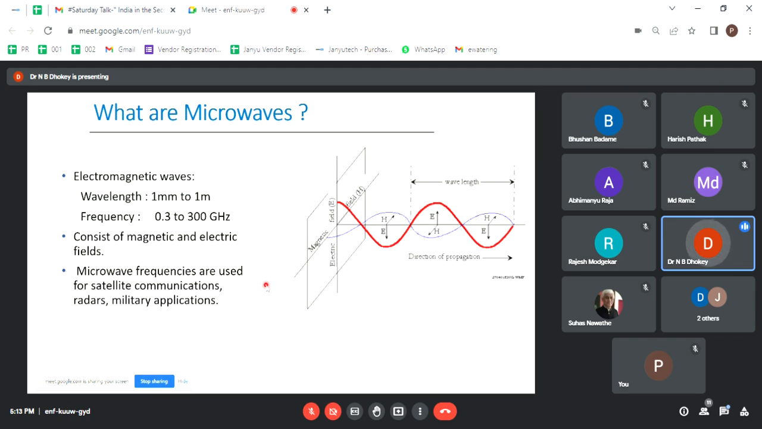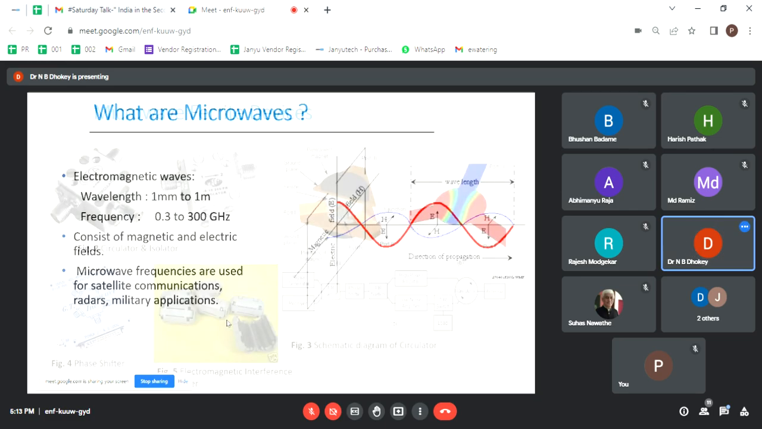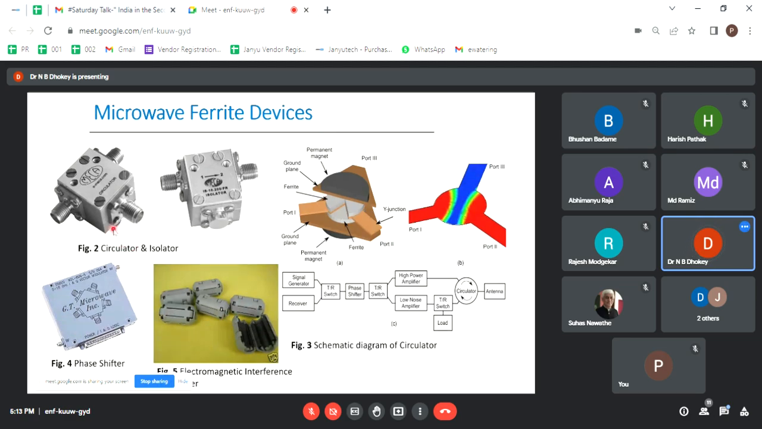On microwaves, we normally talk in terms of wavelength of 1 mm to 1 meter and frequency of 0.3 to 300 gigahertz, and they consist of magnetic and electric fields. Microwave frequencies are used for satellite communications, radar, and military applications. Here are the different components used, like circulator, isolator, and many phase shifters, and electromagnetic interference. In all of these you will find some use of permanent magnets or ferrites for making them efficient for such applications.